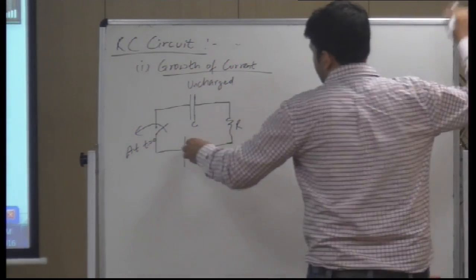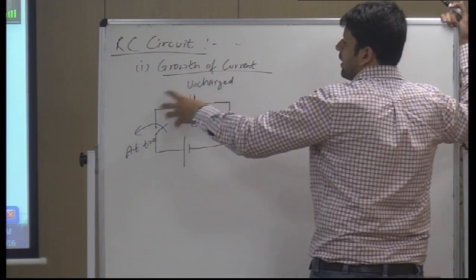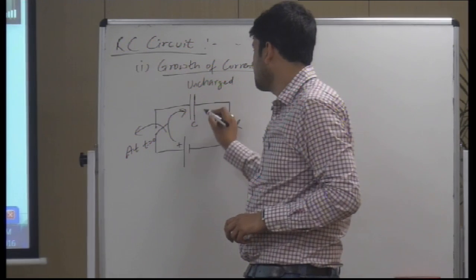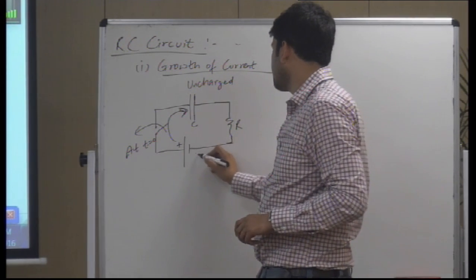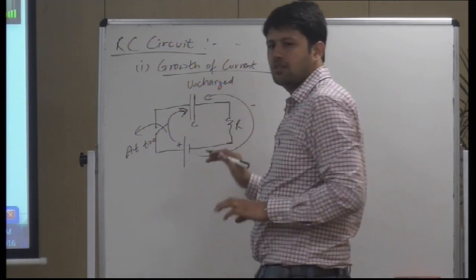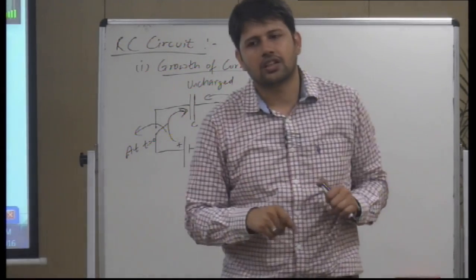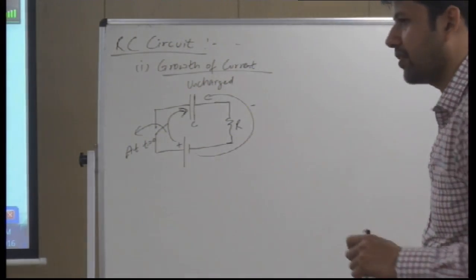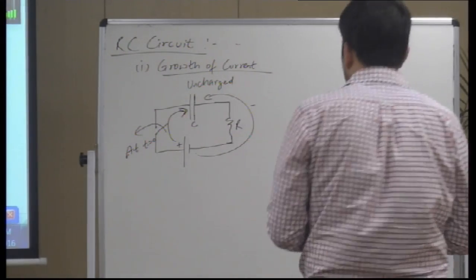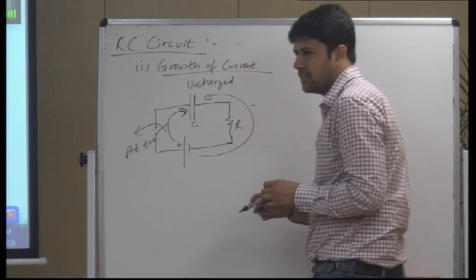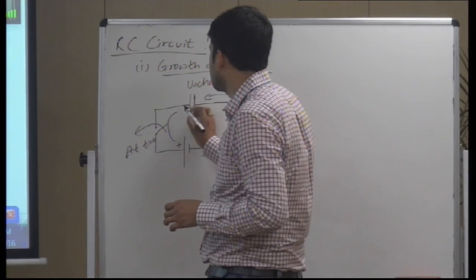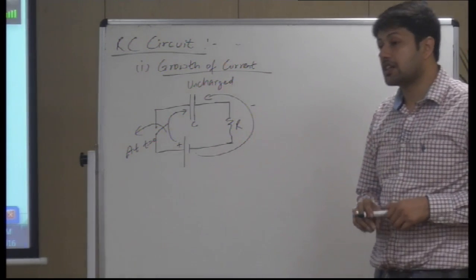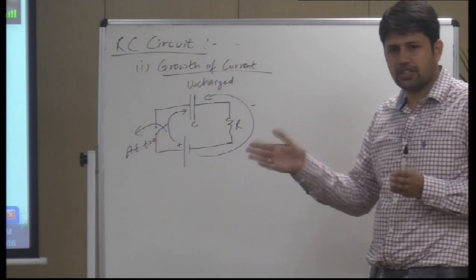Charge starts flowing from the battery and starts depositing on the capacitor. Positive charge flows from here to here, and negative charge flows from here to here. This happens till the time when the capacitor gets fully charged, after which nothing would happen. The capacitor would behave like an open circuit. So we are studying the current that would flow through the circuit when the capacitor was charging, before it was fully charged.